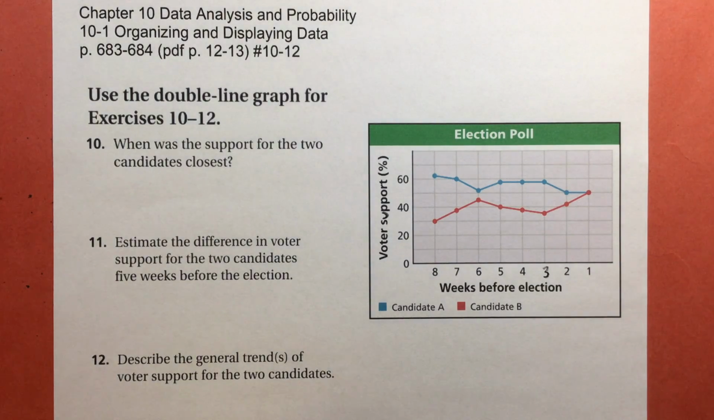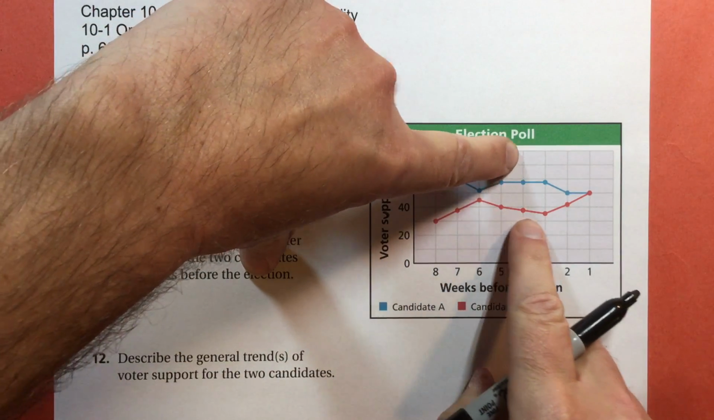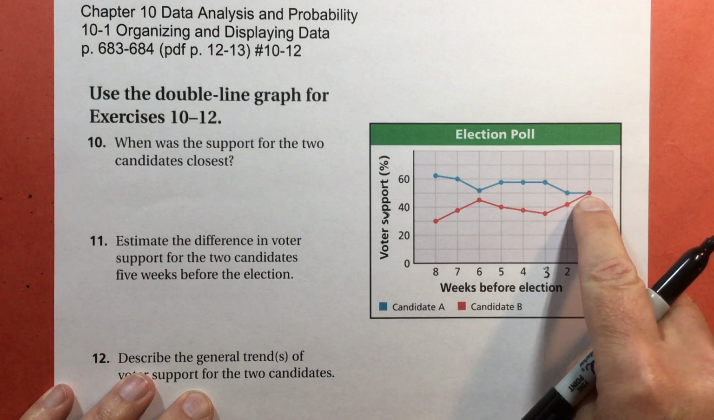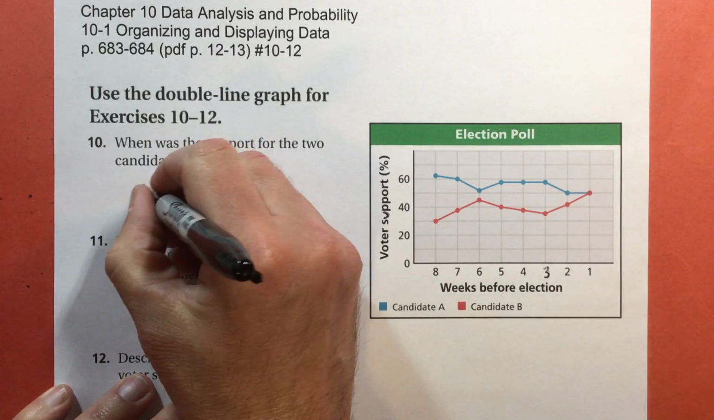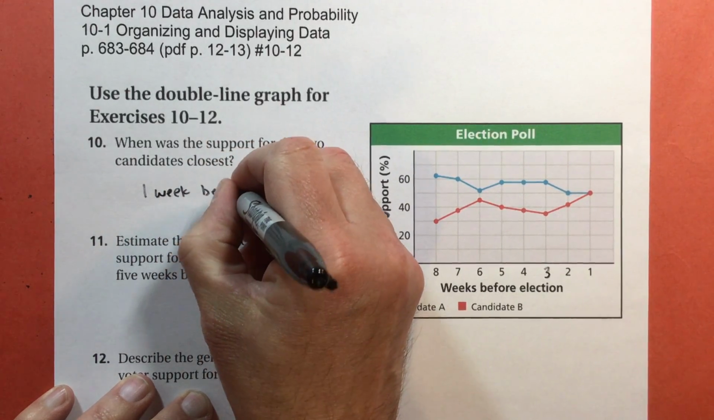When was the support for the two candidates the closest? So I'm looking for where the lines actually come together. They are separated, they come together, then they start to separate, then they come together again. It looks like the support for the two was closest, almost the same, right here. So 1 week before the election.